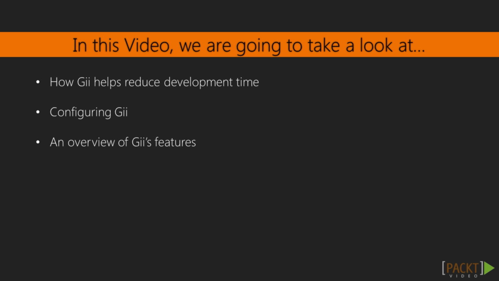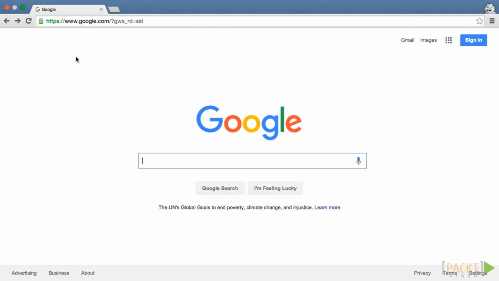With Gii, we can use a web-based interface to quickly generate model, view, and controller code that is tailored to our needs. Once we get Gii configured, we'll go ahead and take a brief look at its features. As you can easily imagine, a tool that can generate code on the server represents a security risk in the hands of unauthorized users, so Gii's authors wisely chose to require us to explicitly set some configuration options in order to access it.